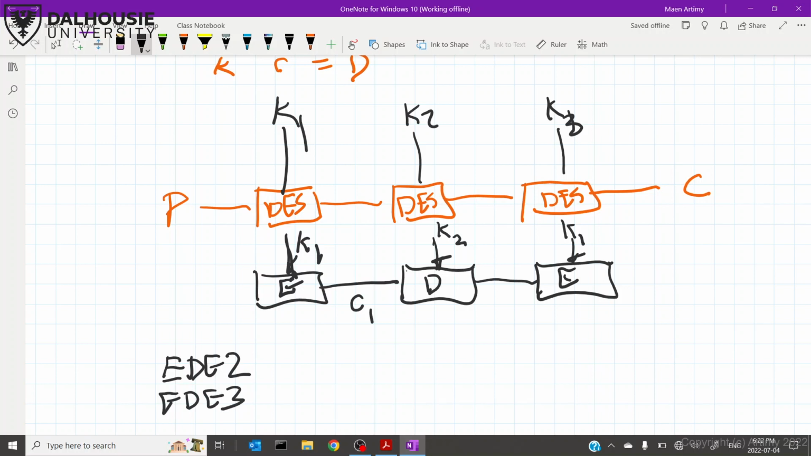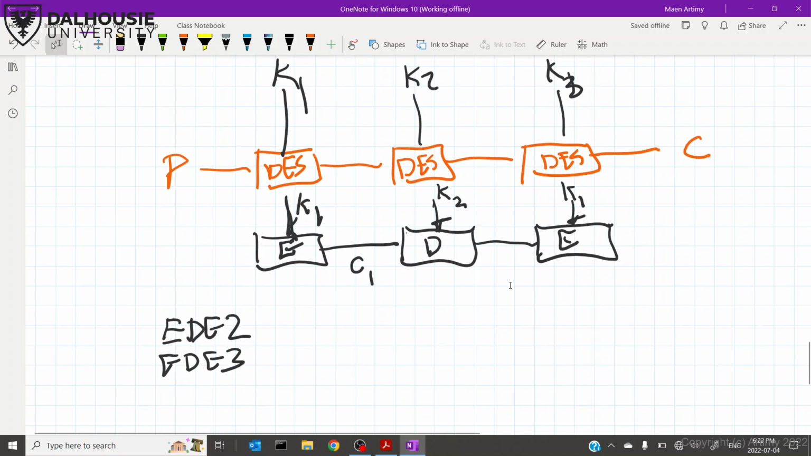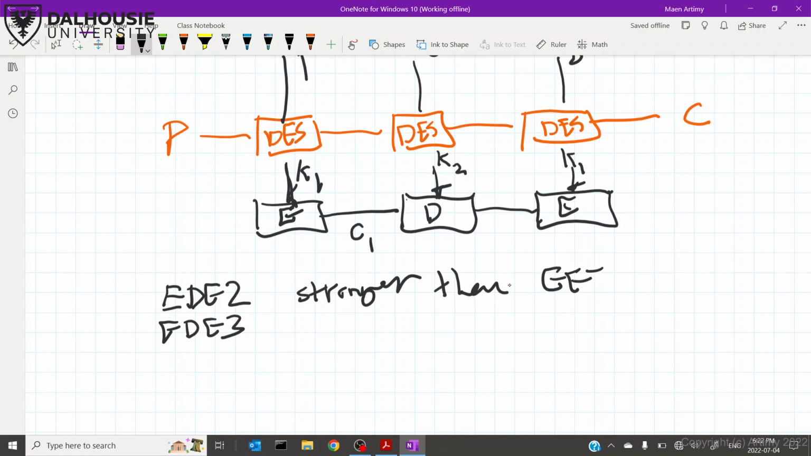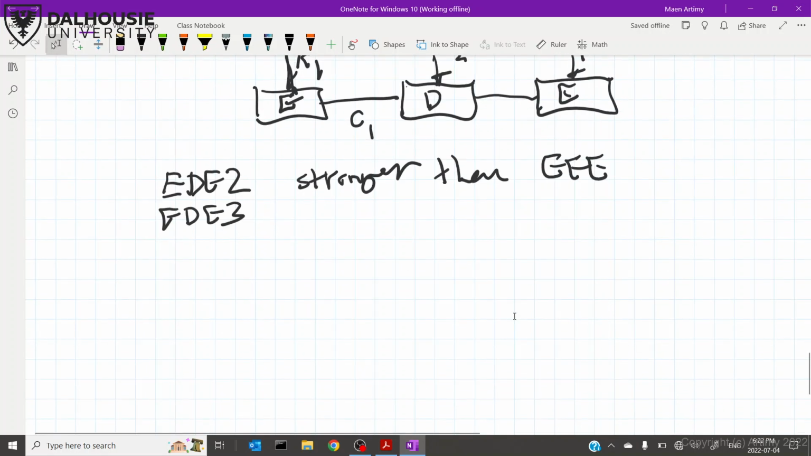Right? So the question here, why do I need to do encryption, decryption, encryption? Why don't I just stick to encryption, encryption, encryption? Actually, this one is stronger than E, E, E. Why is it stronger?